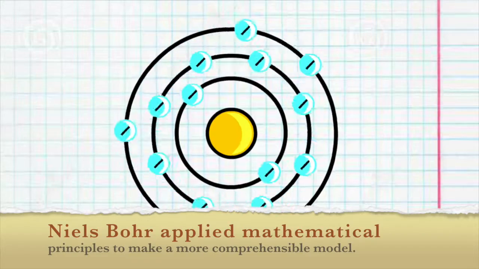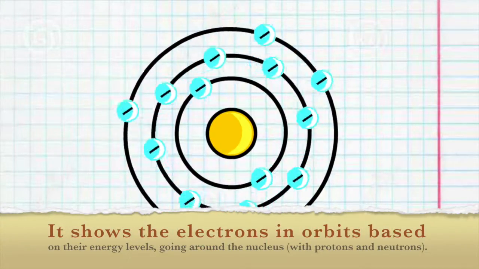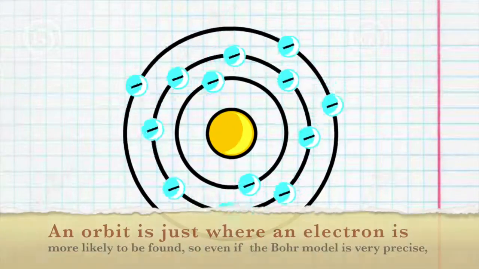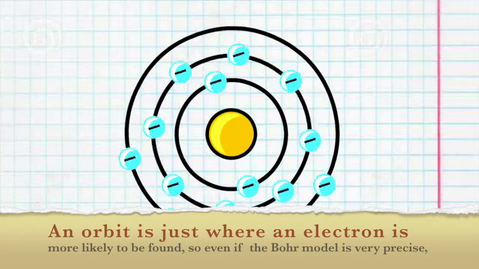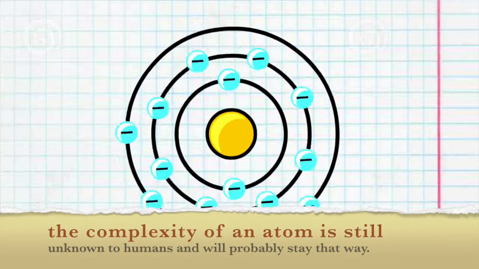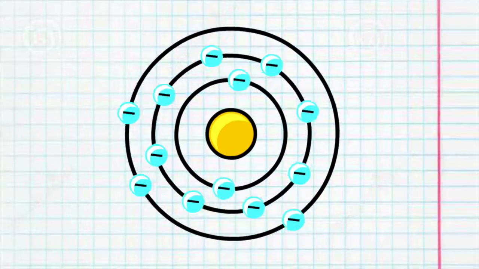Niels Bohr applied mathematical principles to make a more comprehensible model. It shows the electrons in orbits based on their energy levels going around the nucleus. An orbit is just where an electron is more likely to be found, so even if the Bohr model was very precise, the complexity of an atom is still unknown to humans and will probably stay that way.